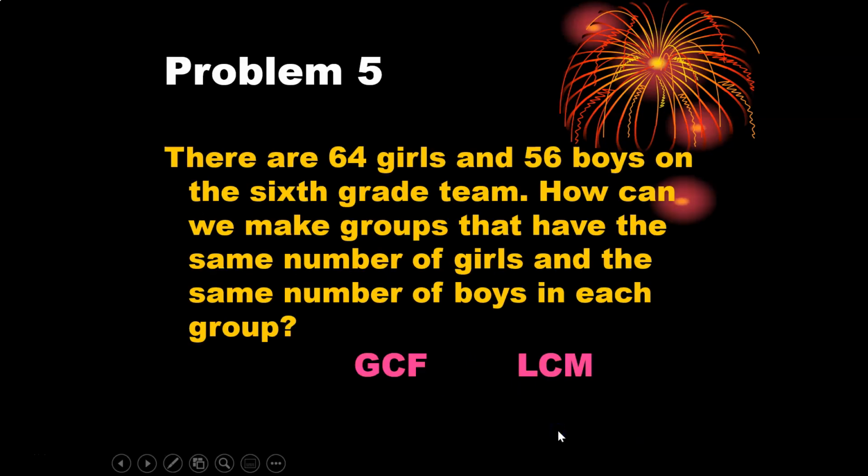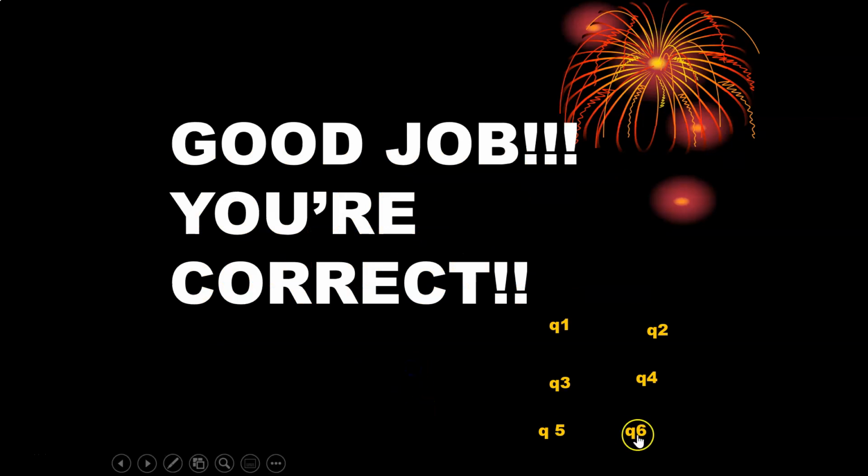Question number 5. All right, there are 64 girls and 56 boys on the 6th grade team. So how can we make groups that have the same number of girls and the same number of boys in each group? All right, if you said factors again, if you're thinking about how to divide this up and how to make groups and split it up, that is a greatest common factor type of problem. So you're exactly right in finding the greatest common factor.